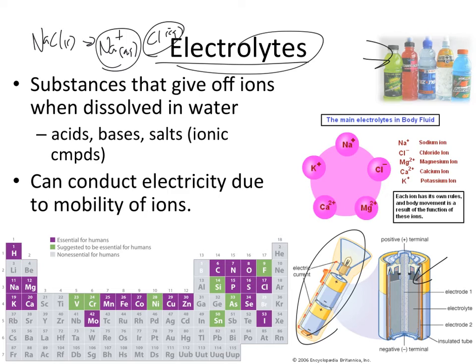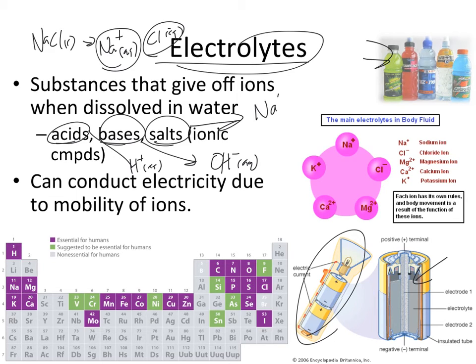Things that give off ions could be acids, bases, or salts. Acids generally give off H+ ions, again aqueous because it's dissolved in water. Bases, at least classical bases, give off OH-, again aqueous. And salts could be a whole number of different salts, but could give off some metal ions like sodium Na+, magnesium Mg2+, or some nonmetals like chloride ion or fluoride ion, etc. They conduct electricity because of the mobility of the ions, and again, we can find them in our body.